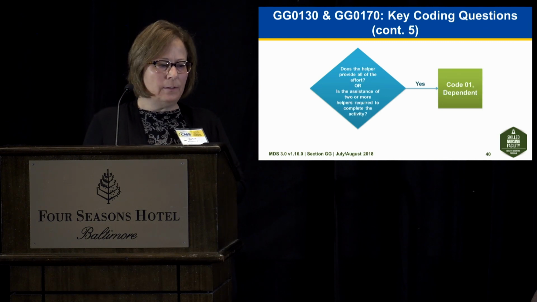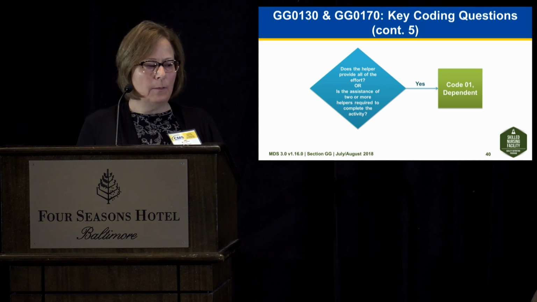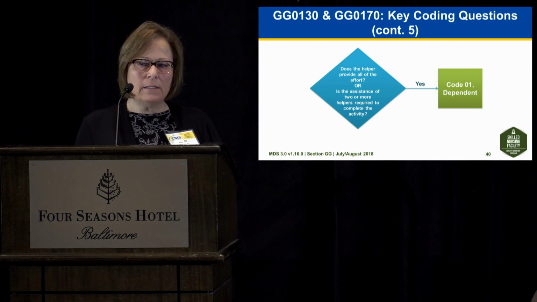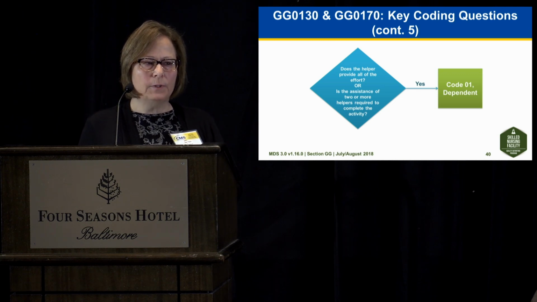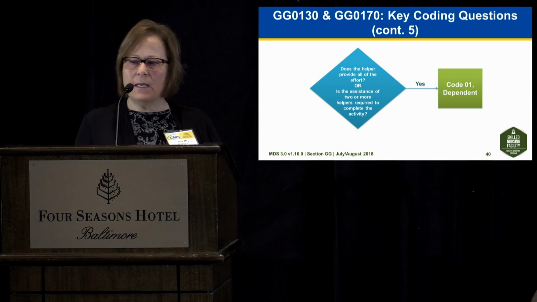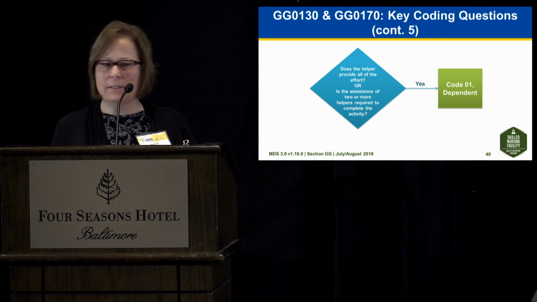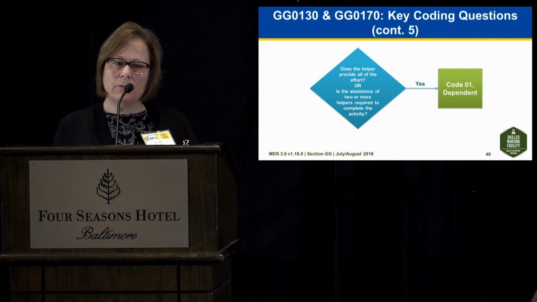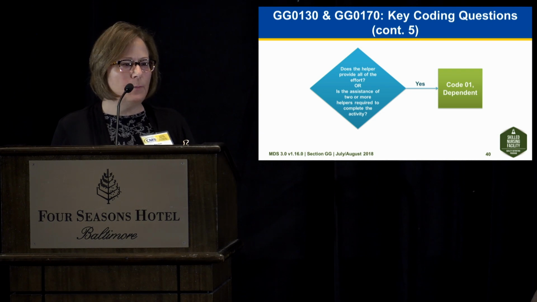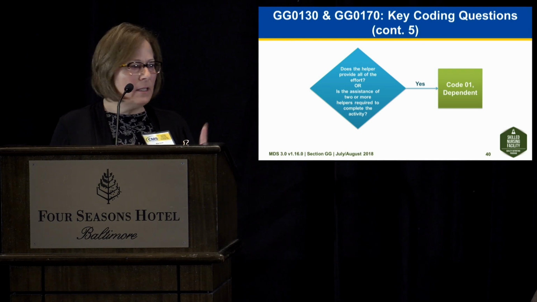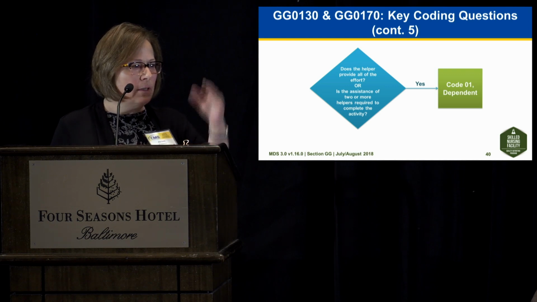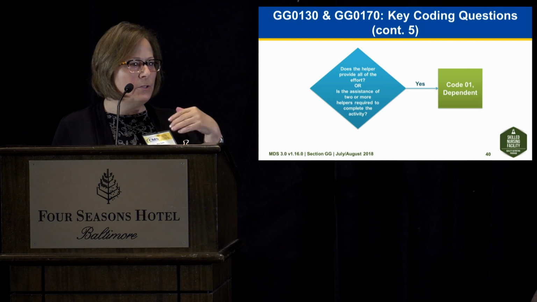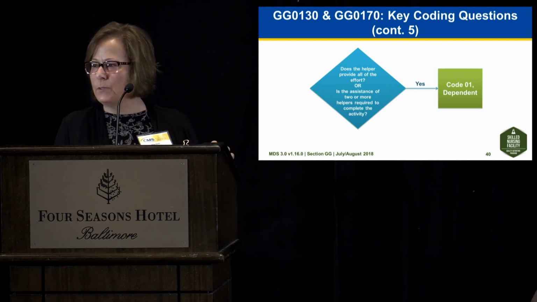So the next question is, does the helper provide all of the effort? Or is the assistance of 2 or more helpers required to complete the activity? That's a key point in the coding for dependent, isn't it? The assistance of 2 or more helpers. If the answer is yes, then you would code dependent. Do you think that this is a helpful algorithm to go through to ask yourself these questions for how to determine what level of performance this resident needs?